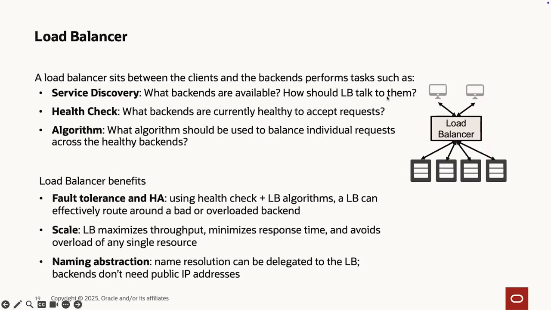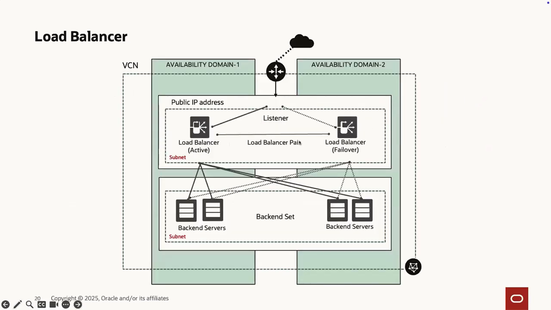If we look at a quick diagram here, you can see we have an active and a failover load balancer, each of them residing in a different availability domain. We are utilizing a regional subnet for this, right? So we can have these load balancers be a part of the same subnet, even though they are residing within different availability domains. This is our load balancer pair, and we have our listener there for that as well.